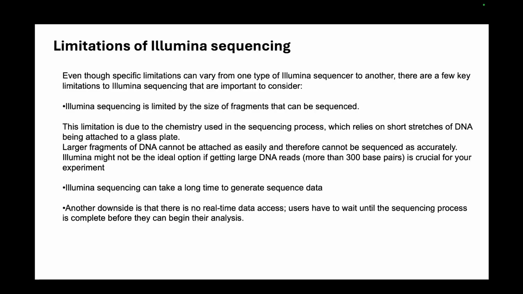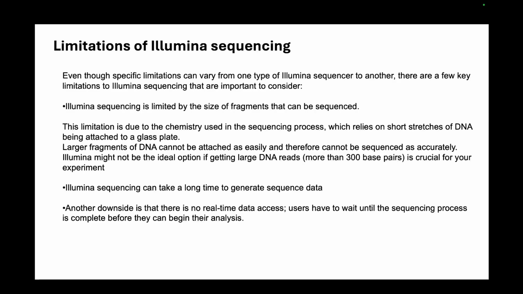Illumina. This limitation is due to the chemistry used in the sequencing process, which relies on short stretches of DNA being attached to the glass plate. If the fragments of DNA are larger, they cannot be attached as easily, and therefore they cannot be sequenced as accurately. Illumina might not be an ideal option if getting large DNA reads is crucial for your experiment.